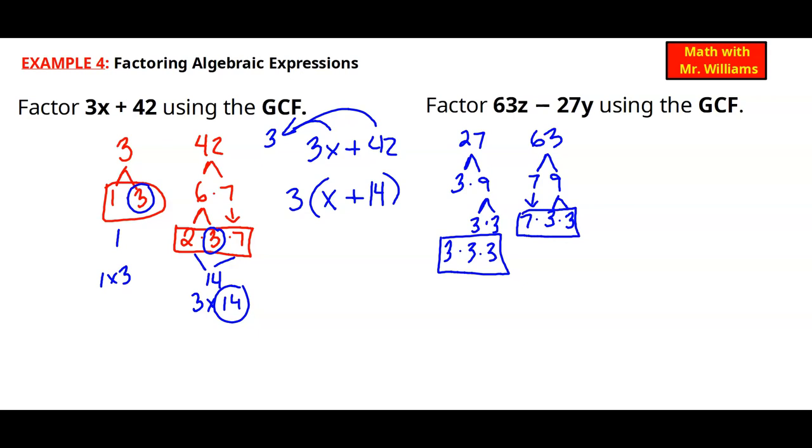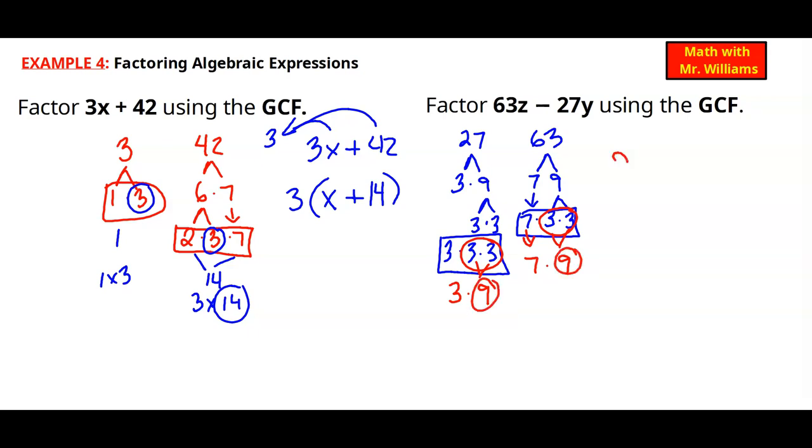What do they have in common? They both have two 3's in it. So 3 times 3 would be 9. So I bring the other 3 down. So 3 times 9 would be 27. And on this one, 3 times 3 is 9, and I bring down the 7. So now my greatest common factor in this one would be 9.